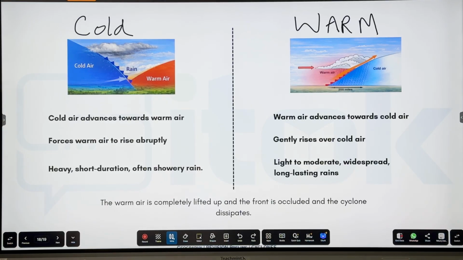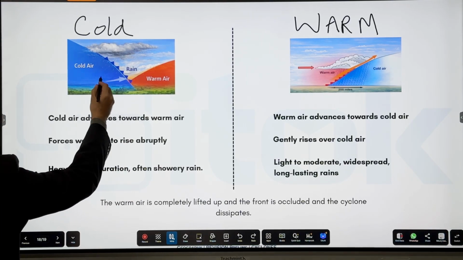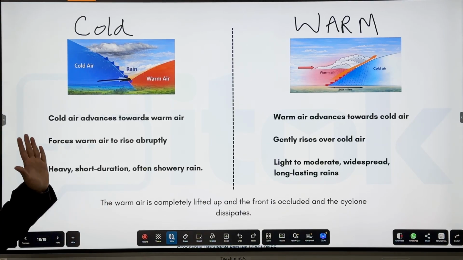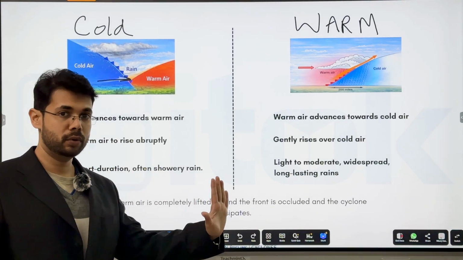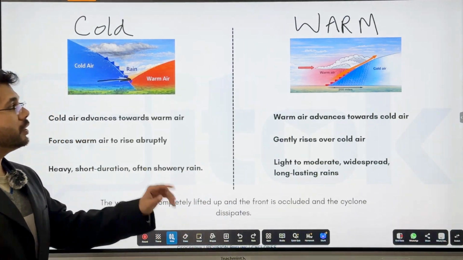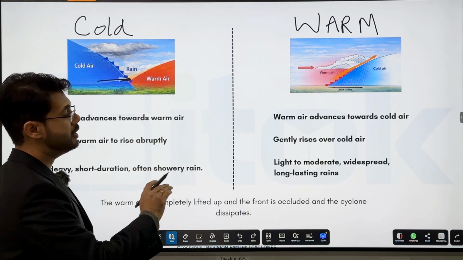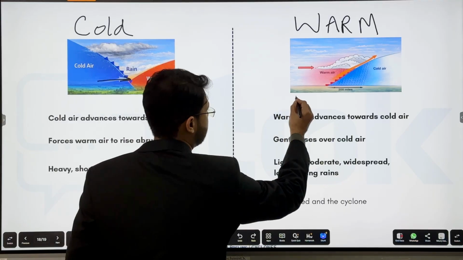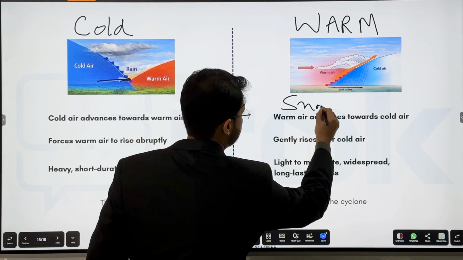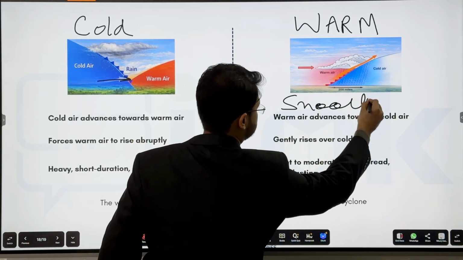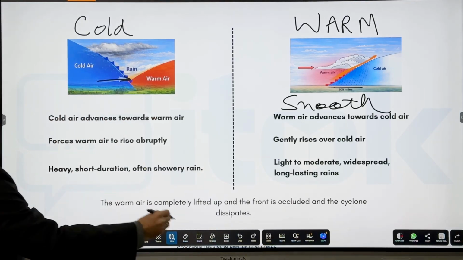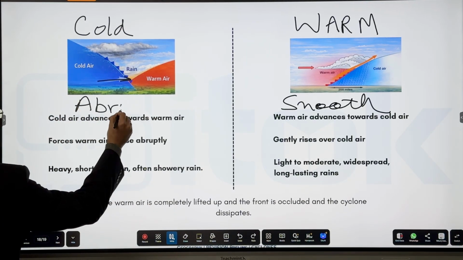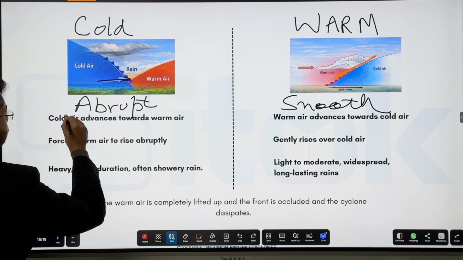Now, in a cold front, the cold air is pushing itself towards the warm air. Cold air always pushes over towards the warm front, while the warm front easily passes over the cold air. So that is smooth and gentle. This is a smooth process. Warm. And this is a highly abrupt process. All of a sudden this happens.